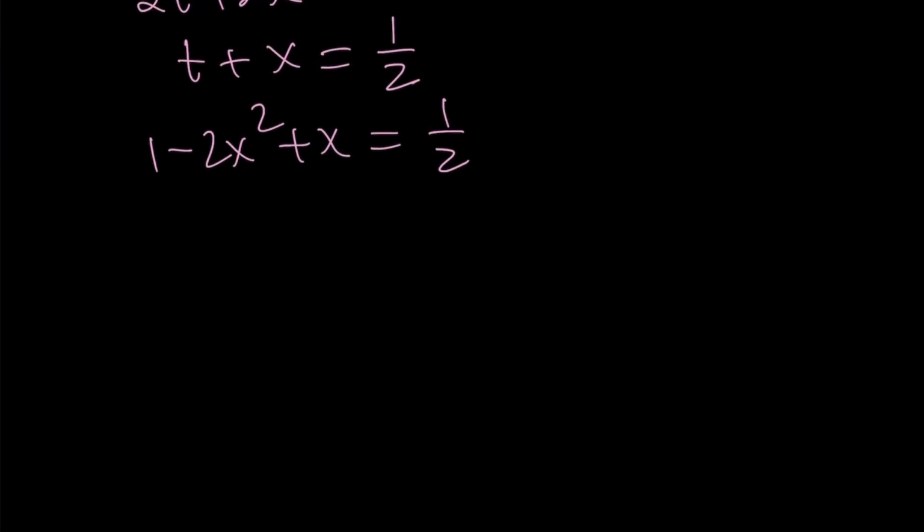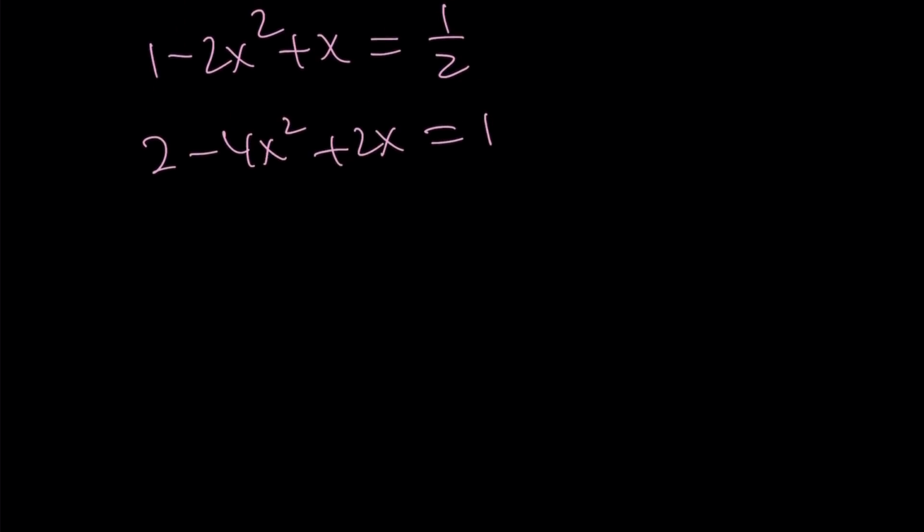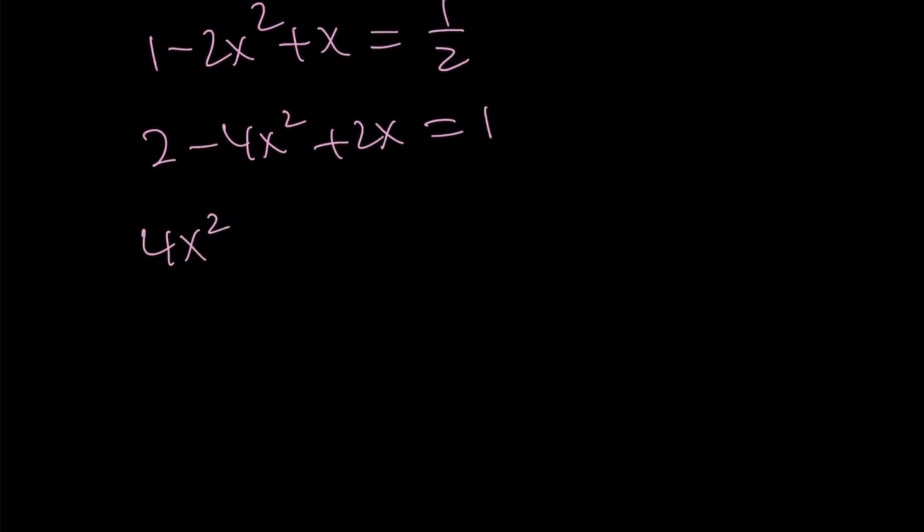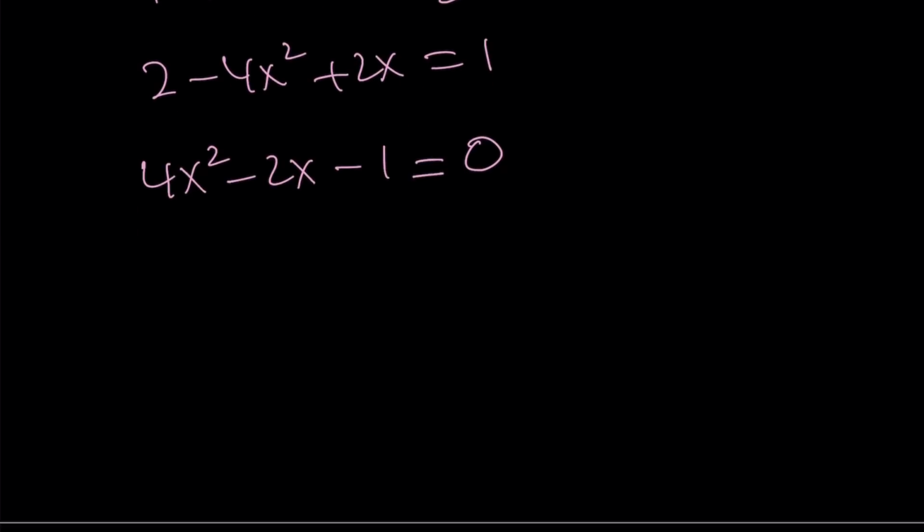So 1 minus 2x squared plus x equals 1/2. Let's go ahead and multiply both sides by 2. 2 minus 4x squared plus 2x equals 1. I want to get rid of all the fractions. And let's put x squared on the right-hand side. 4x squared minus 2x minus 1 is equal to 0. That is going to be my other quadratic. Remember, this was a quartic. We got two solutions so far. These are going to give us the other two solutions.